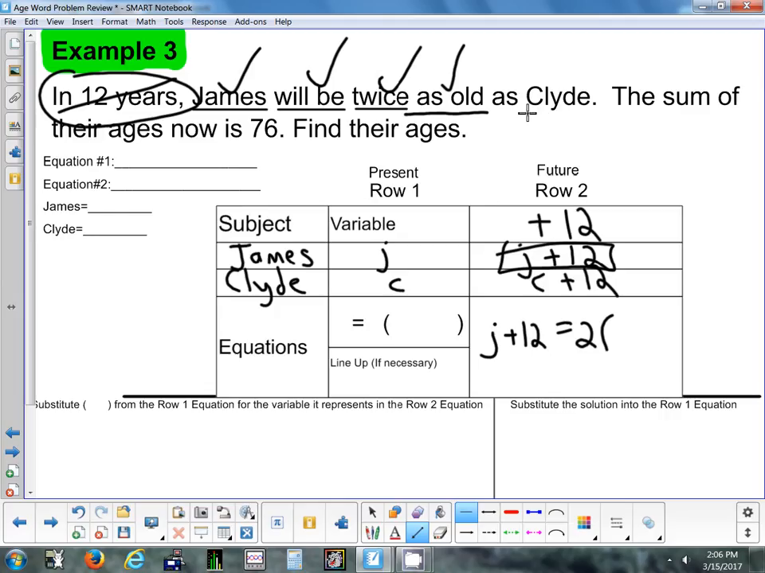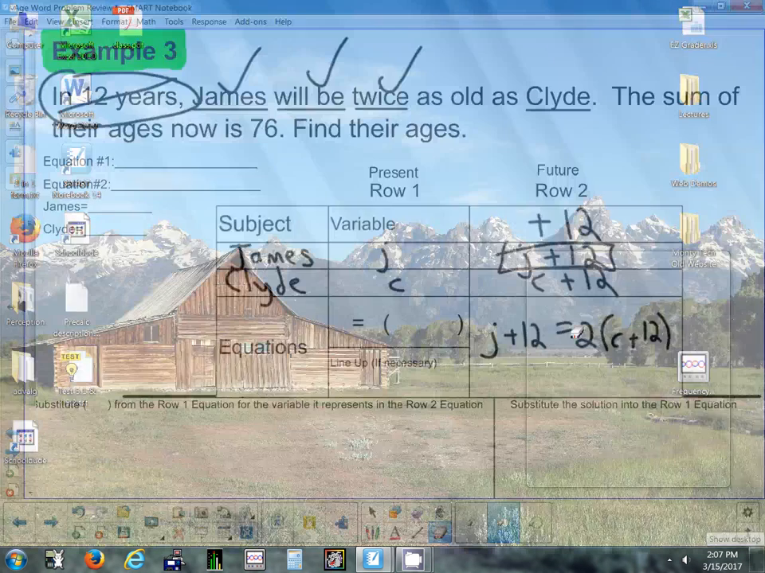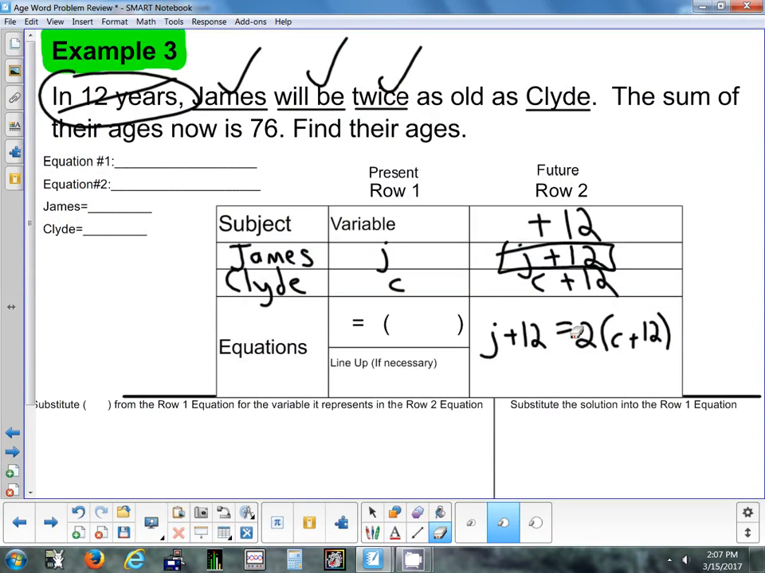What's the last thing I'm going to put? C plus 12. How'd you know, Nini? Yeah, Clyde. Remember, we're not dealing with the first sentence, the present. I'm sorry, with the future. All right? Here's my information for the future. Where I see James in the future, J plus 12. Where I see Clyde in the future, C plus 12. James was first. James is J plus 12 in the future. Will be is equal. Twice, I'm going to put a 2, start my parentheses. Then I have Clyde in the future. Clyde in the future is C plus 12. Okay, good.